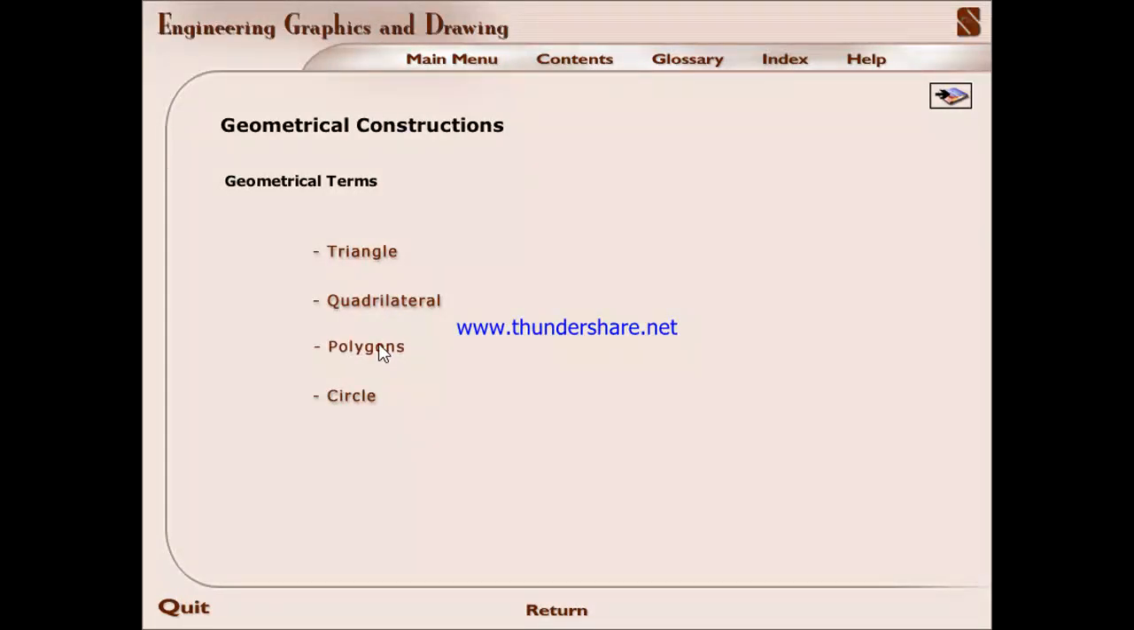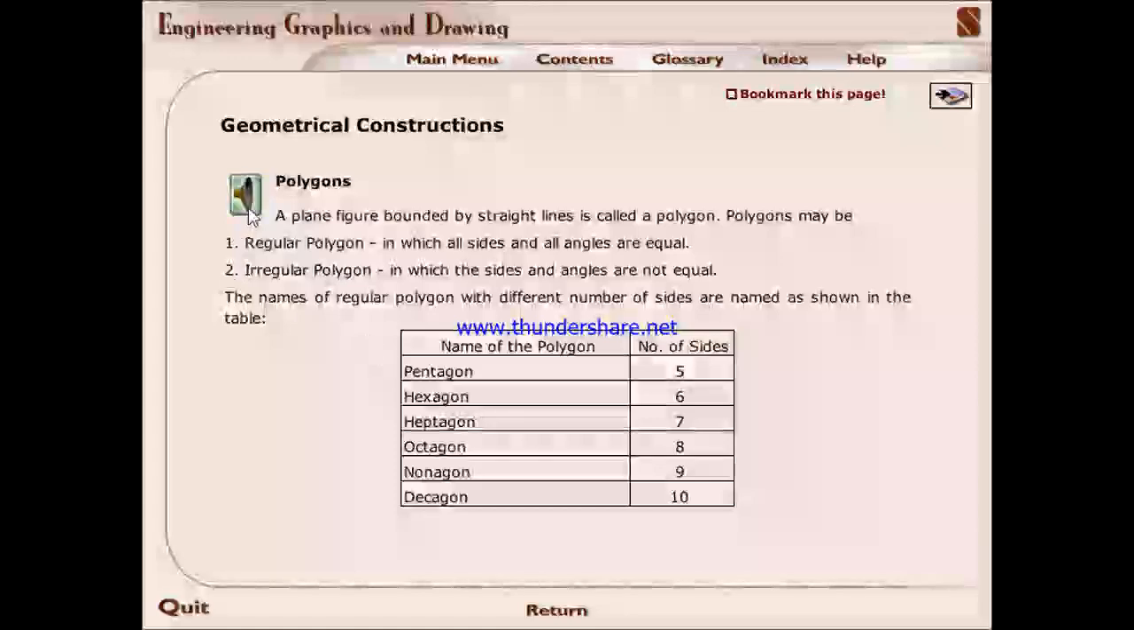And next, polygons. A plane figure bounded by straight lines is called a polygon. Polygons may be regular polygon, in which all sides and all angles are equal, or irregular polygon, in which the sides and angles are not equal. The names of regular polygons with different numbers of sides are shown in the table.